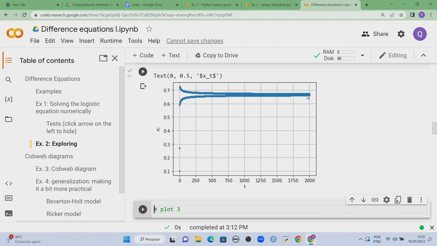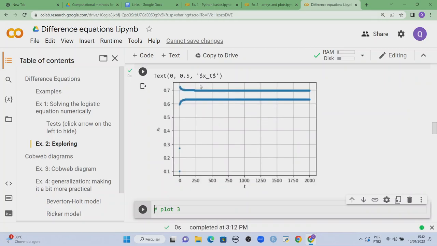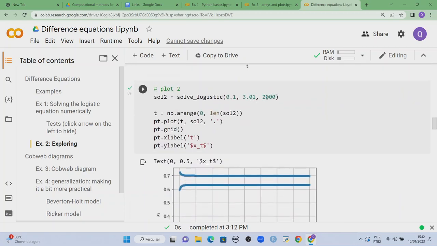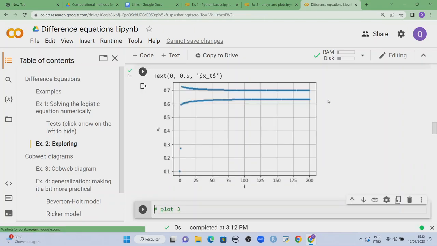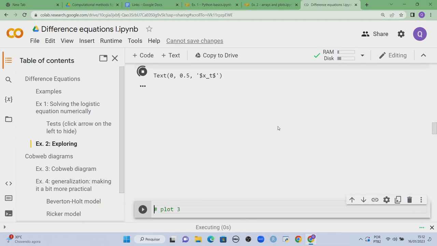So it looks like Roberto was right. But then if we do this with 3.01 here, a little bit over 3, now it is actually a periodic solution. That's a nice thing about numerical stuff: you can play out with things and check for yourself that they're actually true, right? Okay, so let's go back to 200 here. Perhaps you don't need to go all the way to 100. Okay, here it is.